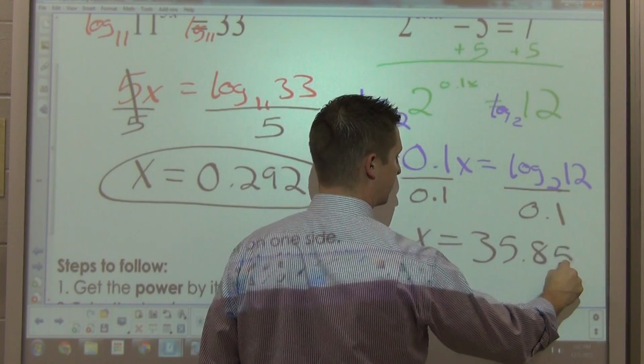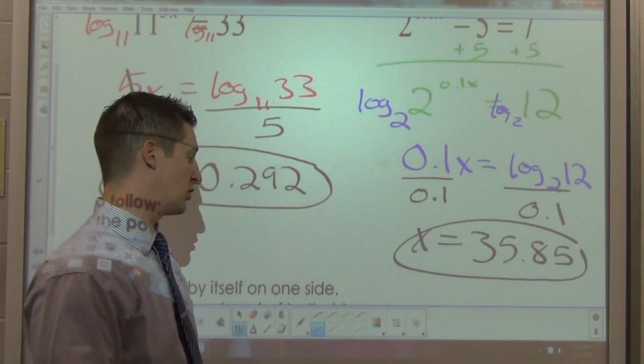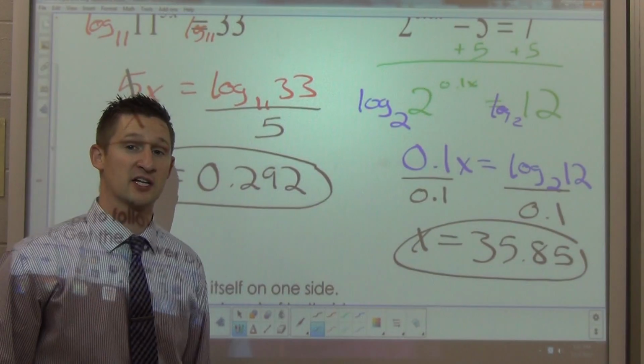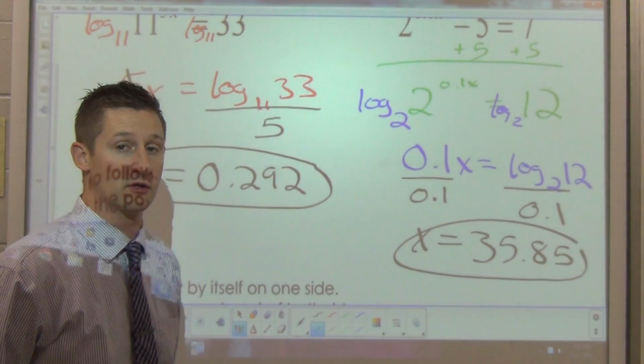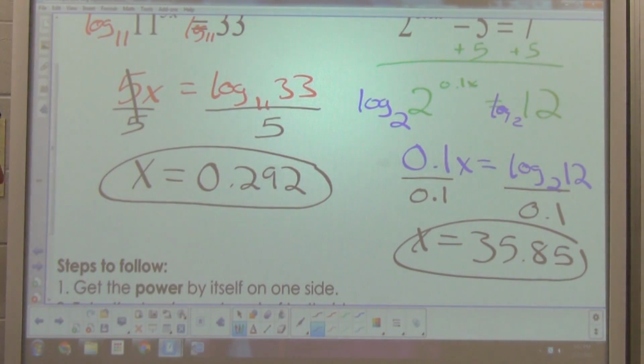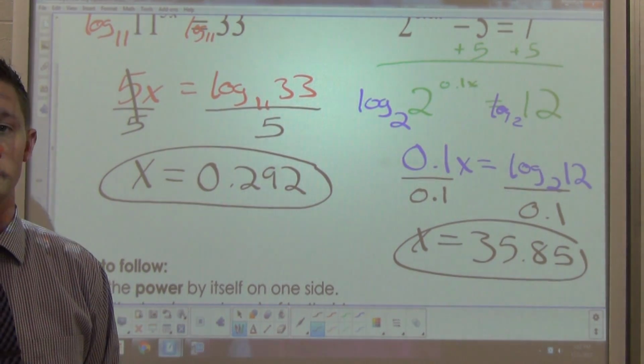So that will be solving exponential equations where x is in one exponent only. Use logarithms to undo the exponential expression. Then solve for x, doing whatever it is that you need to do.